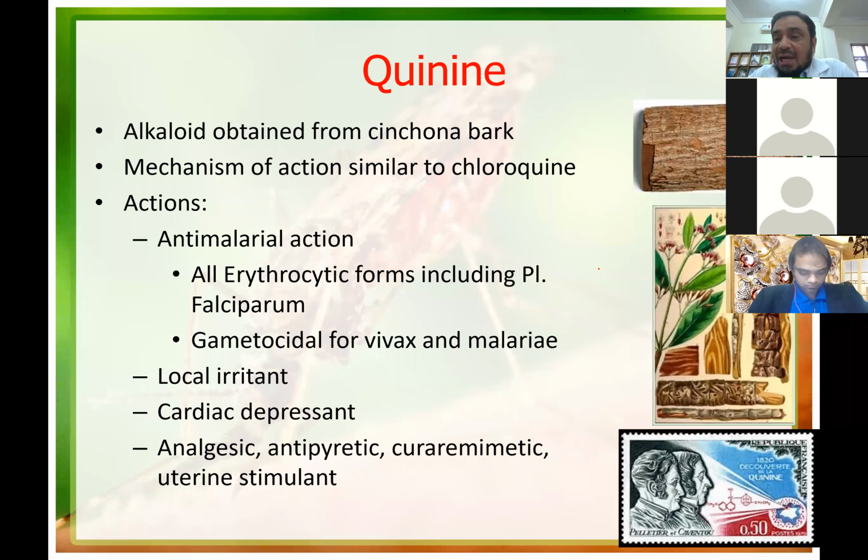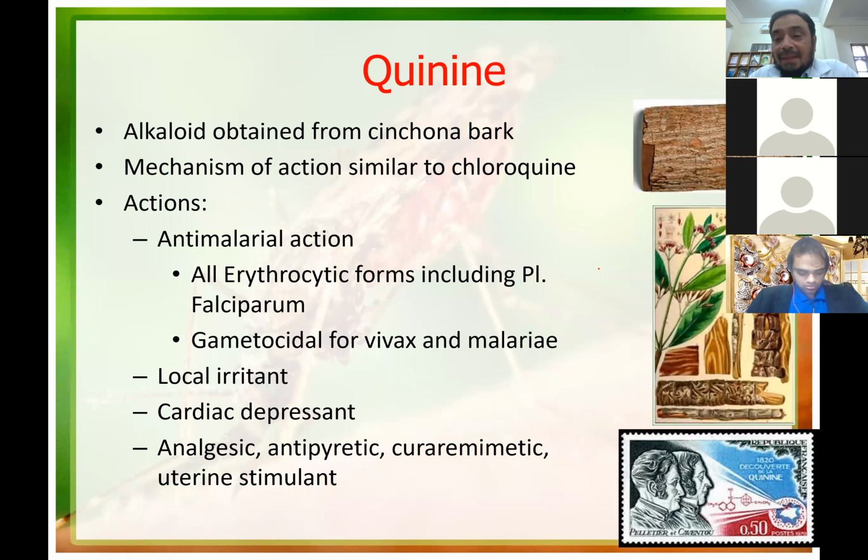So we have seen amodiaquine. Amodiaquine is just like chloroquine, but used in chloroquine-resistant malaria, right? Important adverse effect of amodiaquine: agranulocytosis. Second, we have seen piperaquine, and the important thing about piperaquine is that it is combined with dihydroartemisinin, right? Also used in chloroquine-resistant falciparum malaria. The third drug which we have seen was mefloquine, right? Mefloquine, important adverse effects are the neuropsychiatric ones.